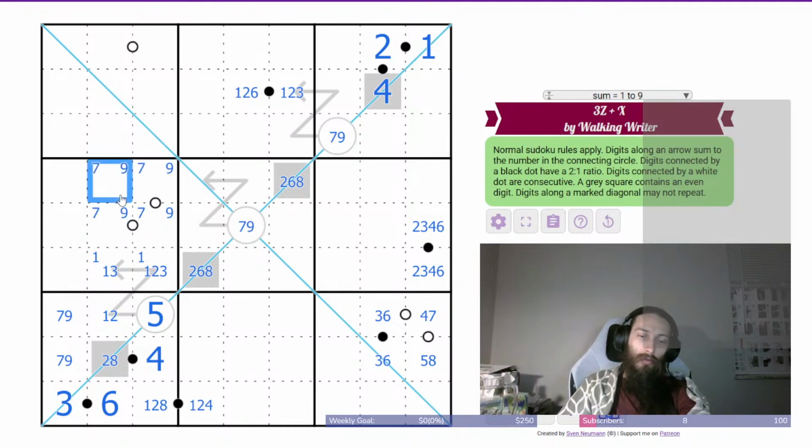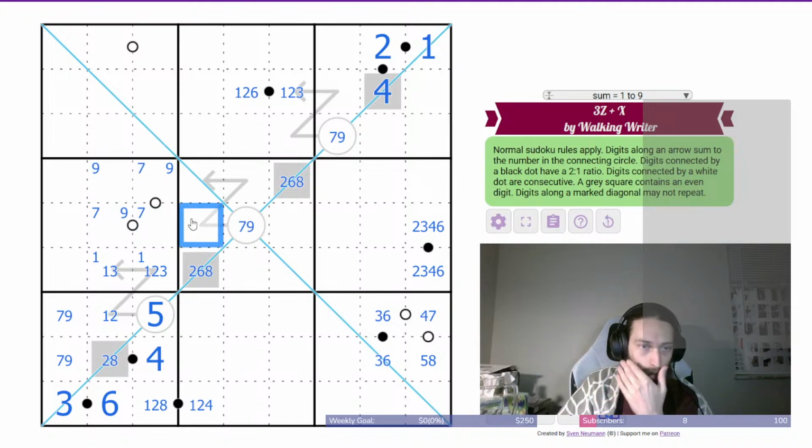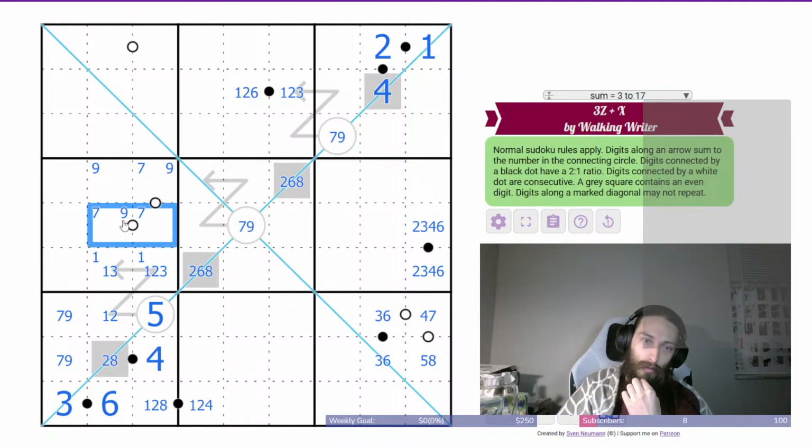7, 9. Because if this was a 7, then this would have to go 9, 8, 7, which would break the puzzle. Okay. But I could do 9 and 7 and do 6, 5 and be just fine. But I couldn't do a 7 here and do 6, 5. This would have to be 7, 8, 9.